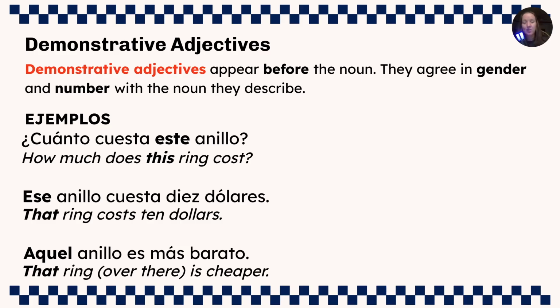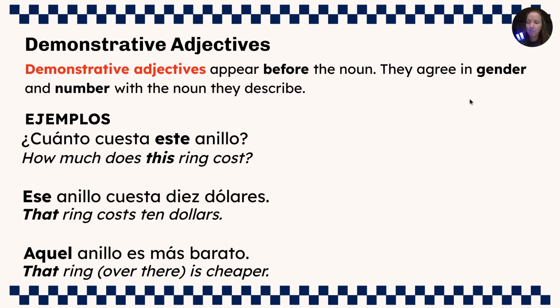The adjectives work with the noun. You'll see both the adjective and the noun in the sentence. So we have three examples here, one for each distance away from the speaker. So the first one would be referring to things that are close to the speaker. So in English, how much does this ring cost? Or in Español, ¿cuánto cuesta este anillo? We use este in this context because anillo is masculine and it's singular.